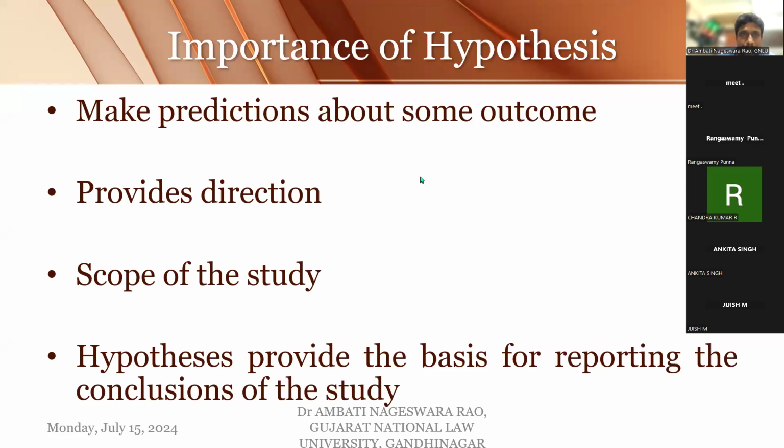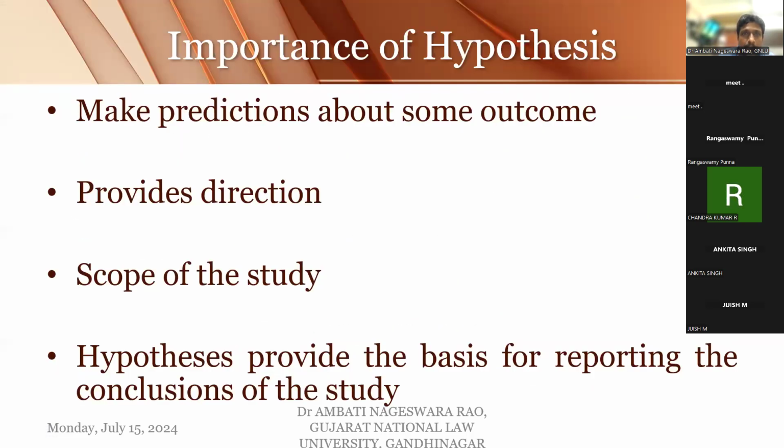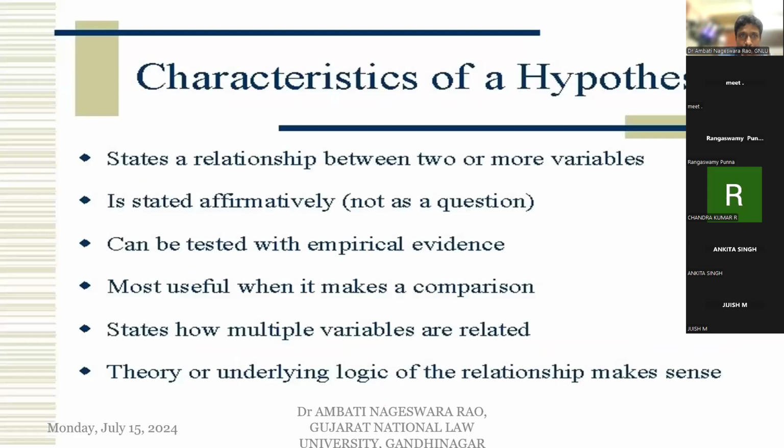Okay, next one. One more important step: characteristics of a hypothesis. So we are going to discuss hypothesis. A hypothesis must consist of 2 or more variables. It should be stated affirmatively. It can be tested with empirical evidence. It is most useful when it makes a comparison. It states how multiple variables are related. The theory underlying the logic of the relationship makes sense.